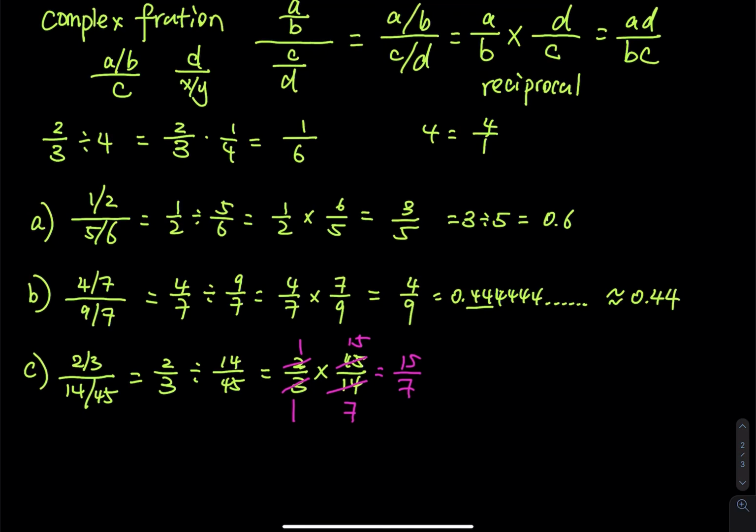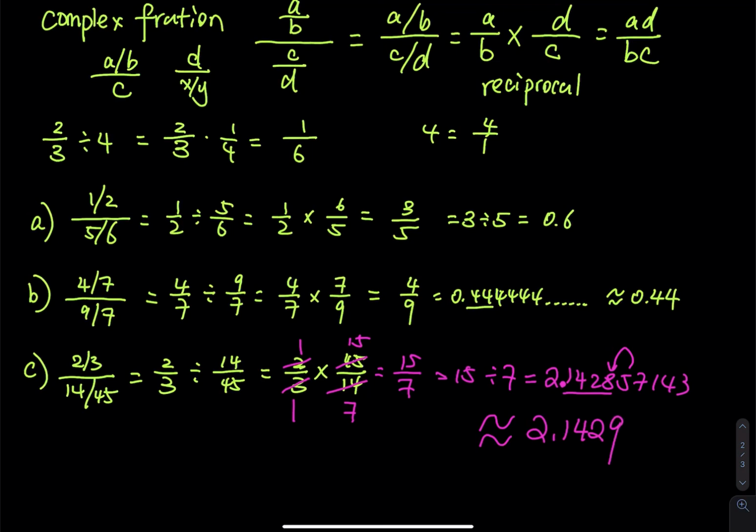So 15 over 7, and then you take 15 divided by 7. 15 is not divisible by 7. You get 2.142857143. That's what I see on my calculator. It depends on you, how many decimal places you want to keep. Let's say you want to keep 4 decimal places. Since the next digit 5 is greater than or equal to 5, you add 1 to the 8. So that is approximately equal to 2.1429, since 8 plus 1 is 9. So that's how we go from a fraction to a decimal.